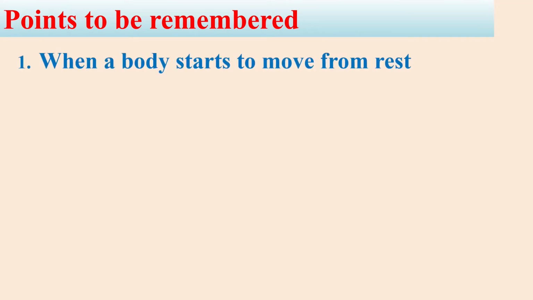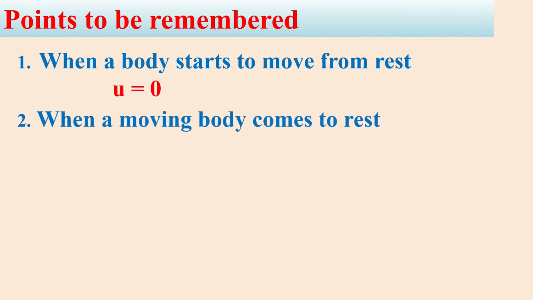Now next, we have to remember a few points before solving the numerical problem. Different numerical problems may be written like this: when a body starts to move from rest, it means initially the body was not moving, it was at rest. That's why initial velocity is 0. Directly, initial velocity is 0 is not written.